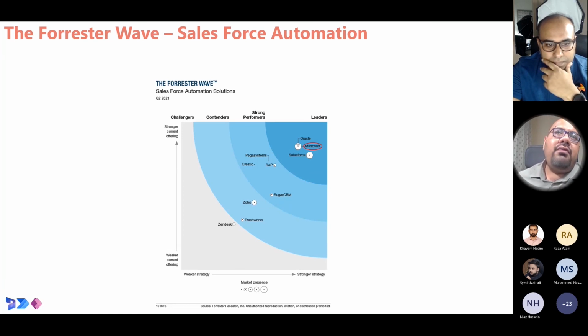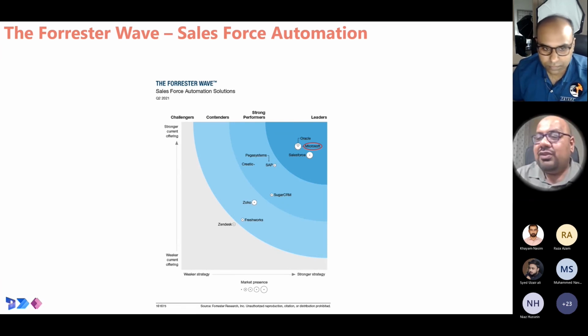Whenever you see the sales automation part, sales module, or sales development specifically in the industry, you will find only three solutions: Microsoft, Salesforce, Oracle, no one else. So that's the beauty here. But there are also other solutions there. Sugar CRM is there, Zoho is there, Freshworks is there, Zendesk is there. Creatio is also doing a good job in terms of performance in sales automation. So again, Microsoft is taking the lead over here.